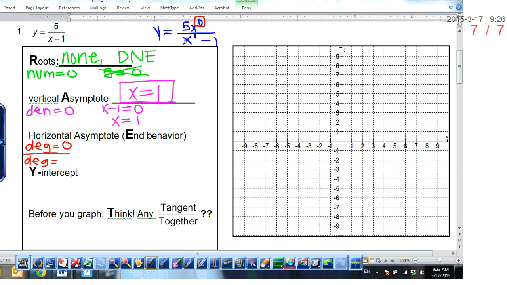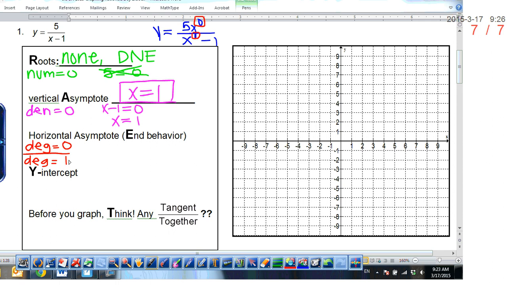Nope. What's the degree of the x? What's the power of the x? 1. So the degree on the bottom is 1. All right. Because there's no x up here. And x to the 0 power is just 1. So that's like 5 times 1. Okay? All right, so this is a degree of 0 over a degree of 1.